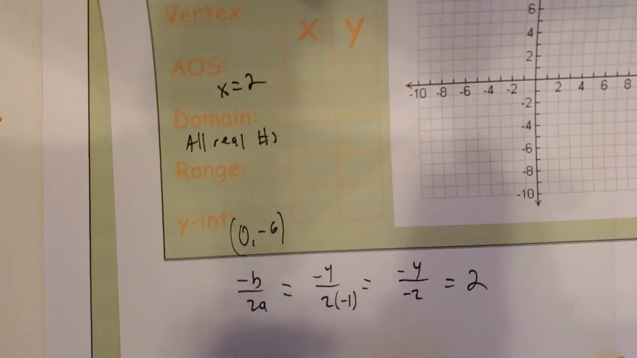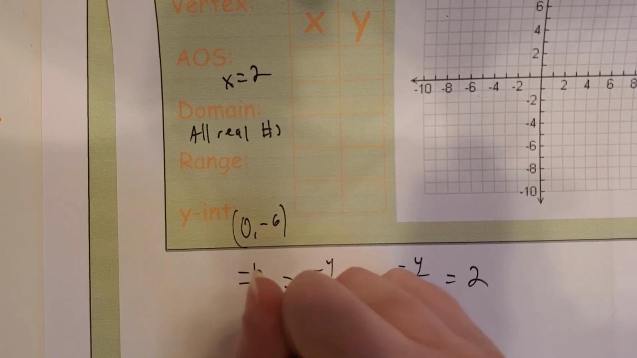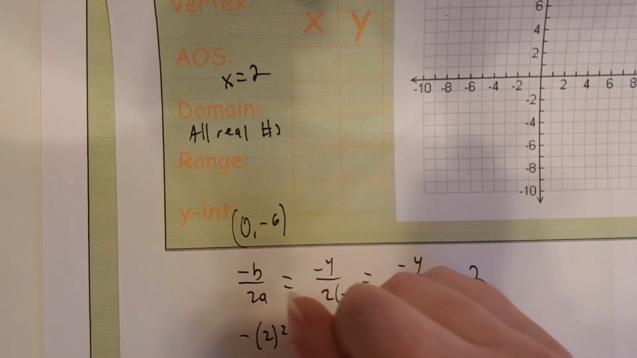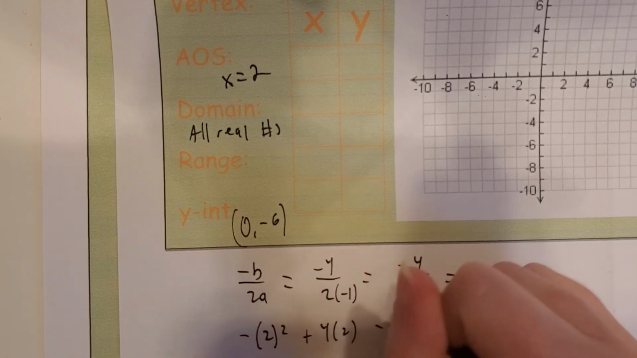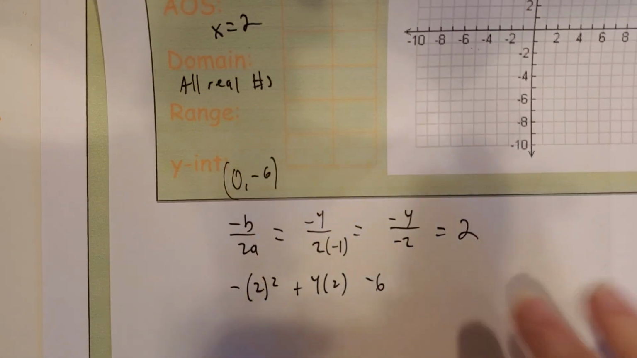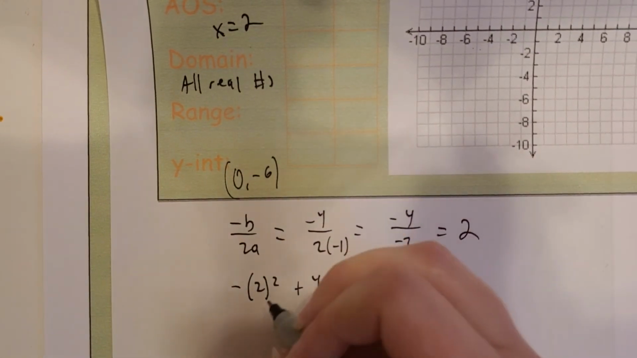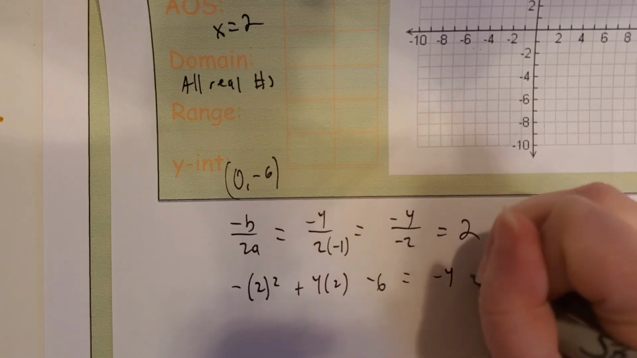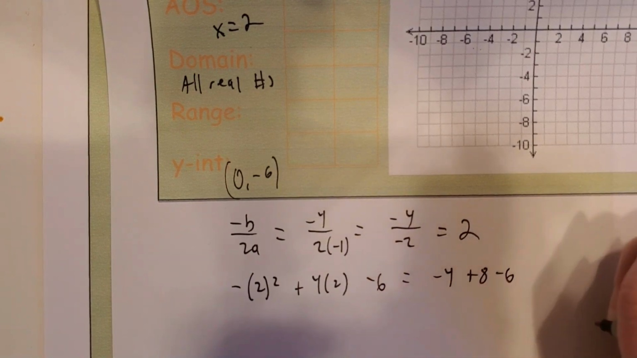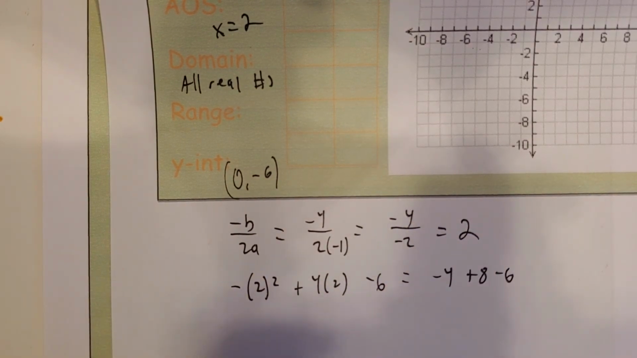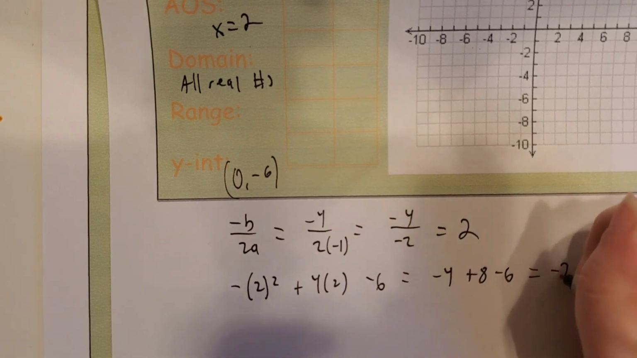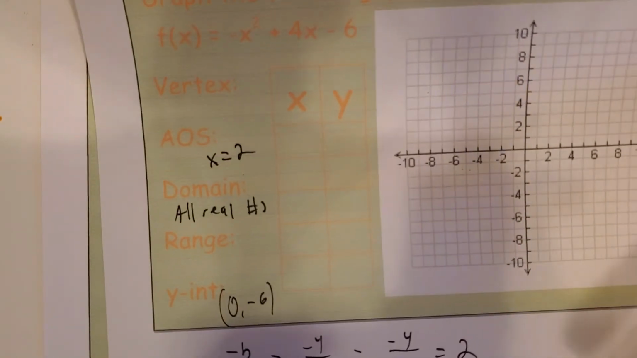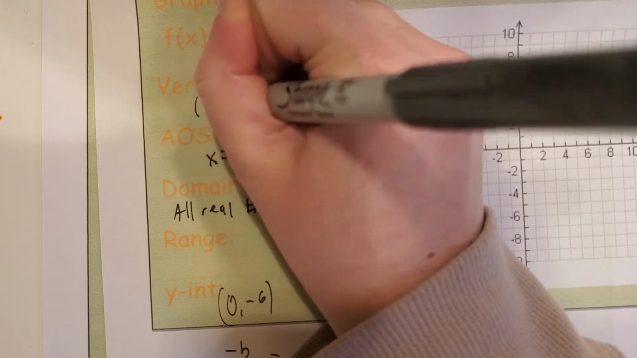We're going to plug that in for our vertex. So negative parentheses 2 squared plus 4 times 2 minus 6. So 2 squared is 4, -4 plus 8 minus 6. -4 plus 8 is 4, minus 6 is -2. So the vertex is (2, -2).